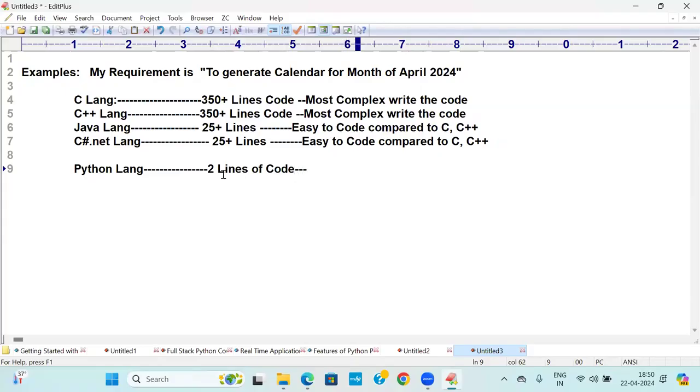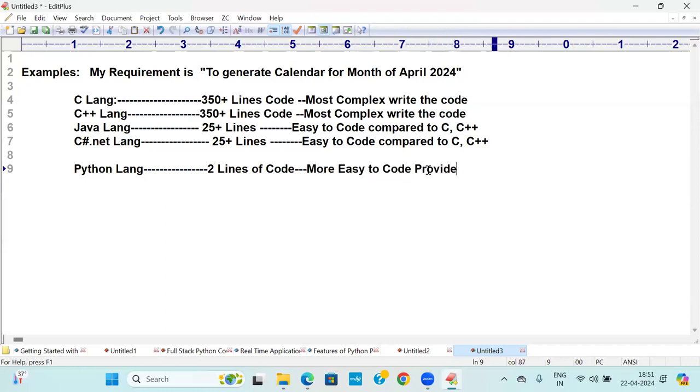Then tell me, for 2 lines of code, will any student feel it is complicated? Every student feels it is easy. This is called more easy to code. Majority of the times, Python coding makes you feel it is dead easy.